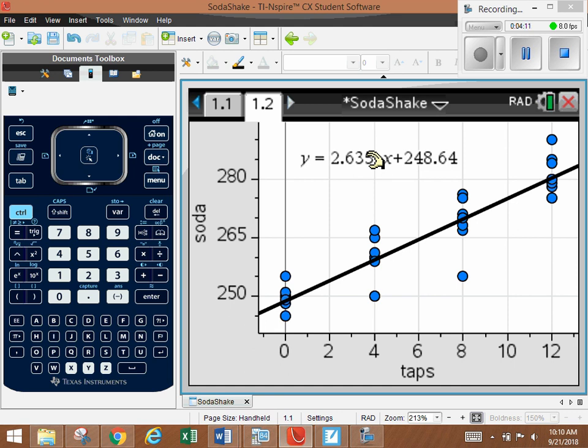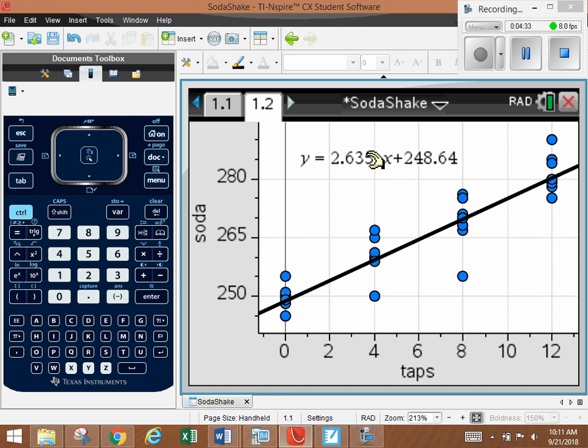Okay. So nice. We have the least squares regression line. We know that 2.635 is our slope, and 2.4864 is our y-intercept.